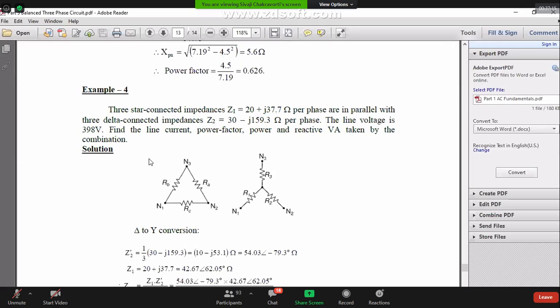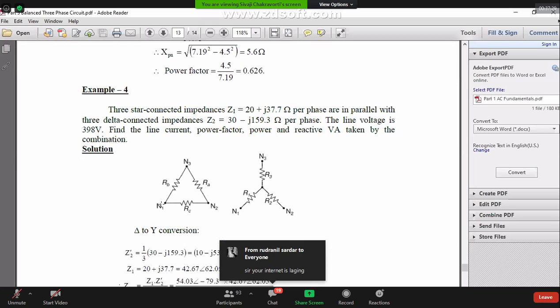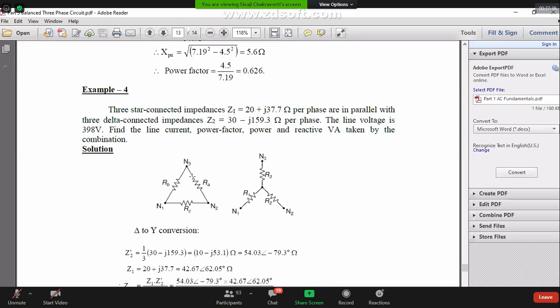Okay, now I start. It says that 3 star connected impedances, given as 20 + j37.7 ohm per phase, are in parallel with 3 delta connected impedances, Z2 equal to 30 - j. The line voltage is 398 volt. Find the line current, power factor, etc. by the combination. Now this is a very interesting aspect.